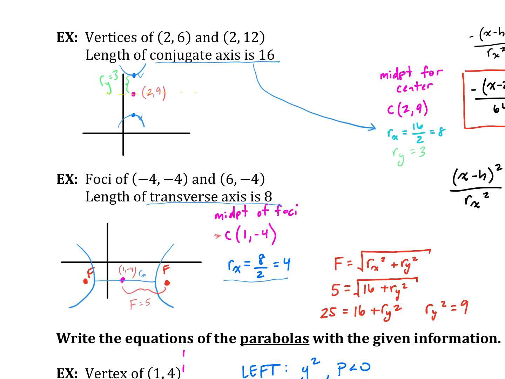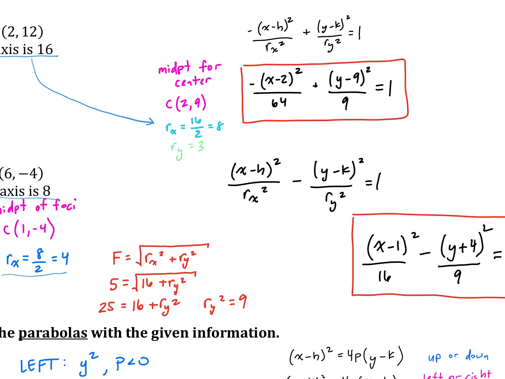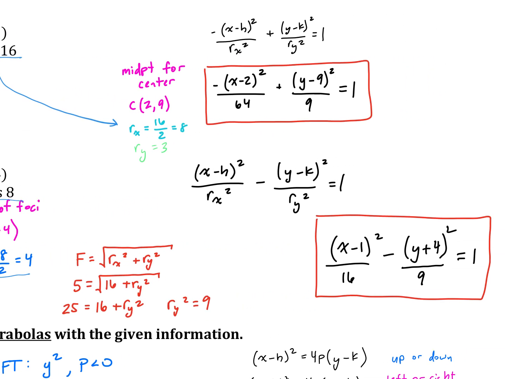Now, since it opens left and right, we know x is going to be positive, okay? So as we're continuing on, all we have to do is remember which one's positive, which one's negative, and we can plug in the pieces. We know our center is 1, -4. We know our x radius is 4, so we square it. Our Ry squared is 9, we found that, so our y radius is 3. And now we go ahead and plug these in to get our equation, okay?